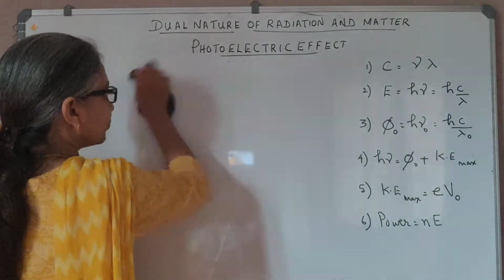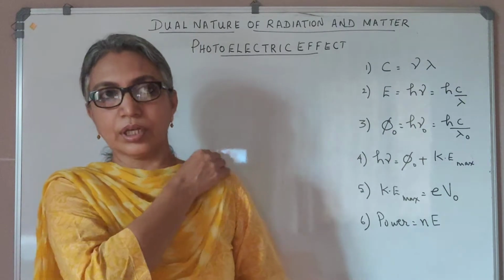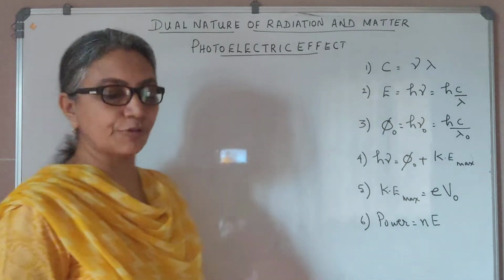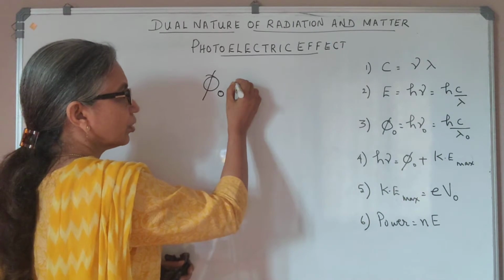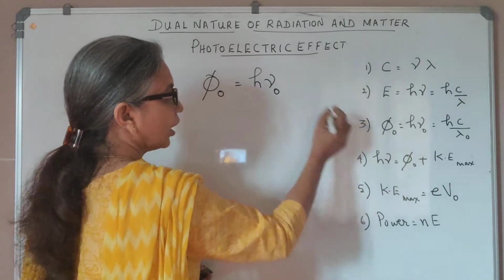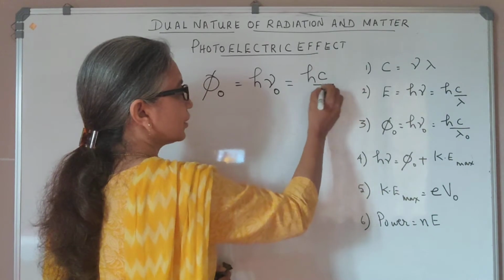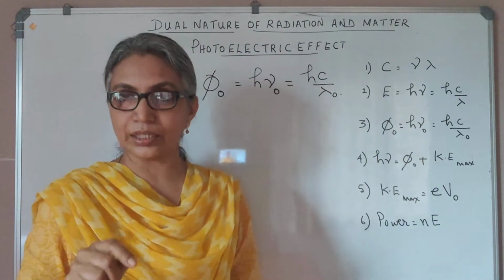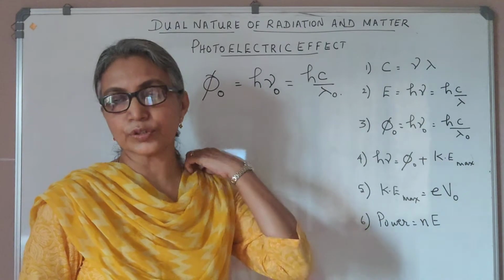I told you that there is a minimum energy condition for the metal surface to emit the photoelectron. So every metal surface has a minimum energy condition, which is called the work function phi. Work function phi 0, which is also energy, is going to be equal to h nu 0, and since nu is equal to c by lambda, we may also write it as hc by lambda 0. Work function is therefore the minimum energy that an incident radiation must have in order to produce the photoelectric effect from a metal surface.